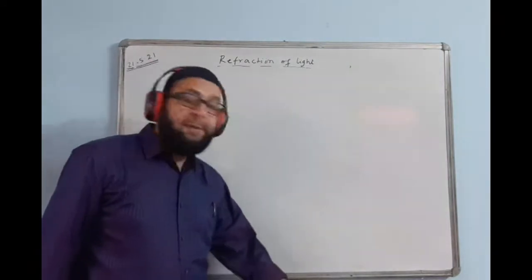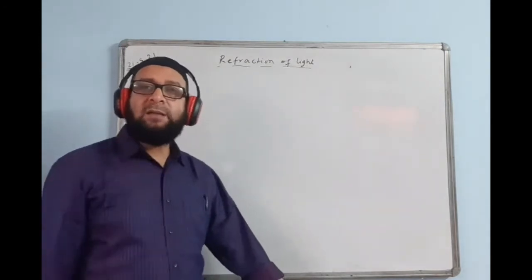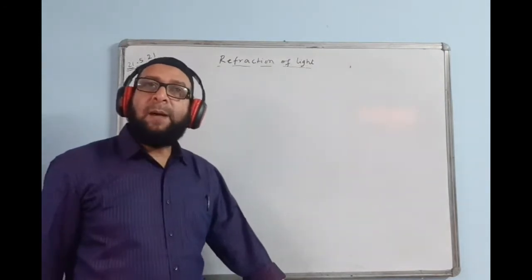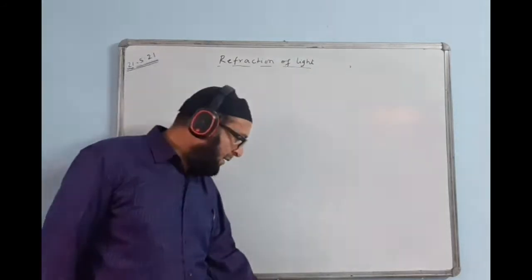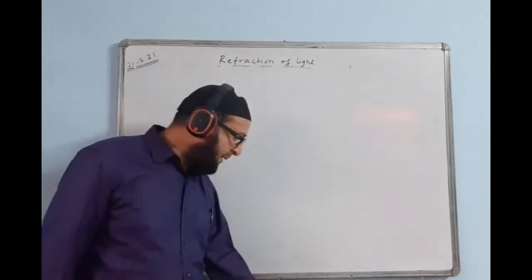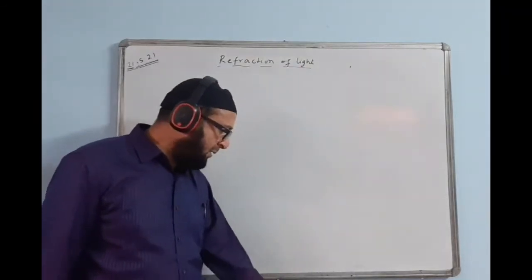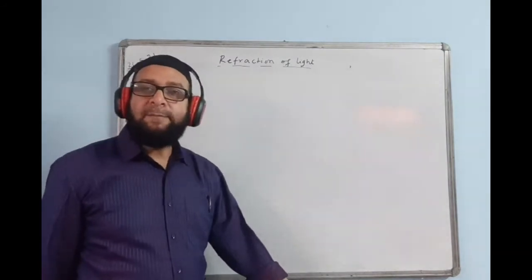A piece of diamond sparkles. Diamond sparkling is due to TIR. Some of you are asking me this one. Diamond sparkling is due to TIR, due to total internal reflection of light. An optical fiber is used to transmit a light signal over a long distance without any loss of energy. That is called optical fiber.